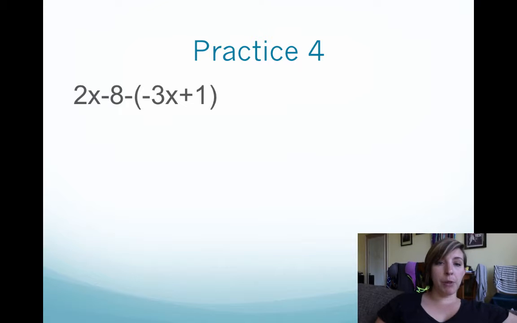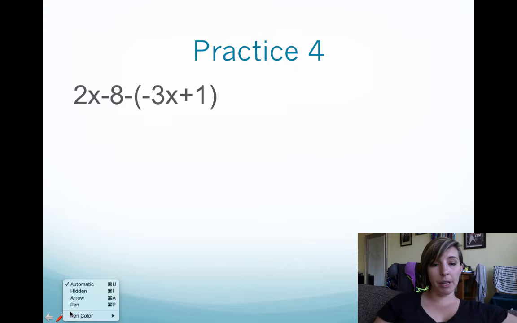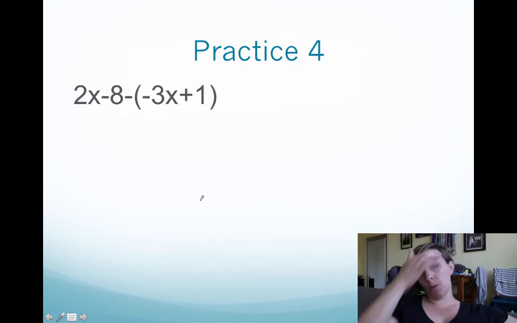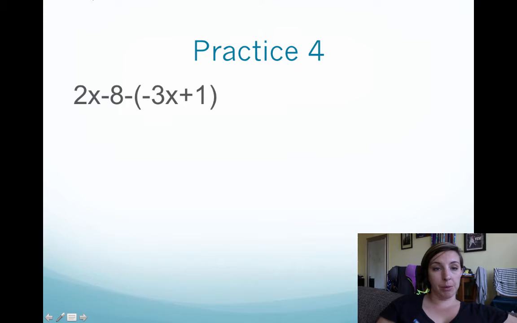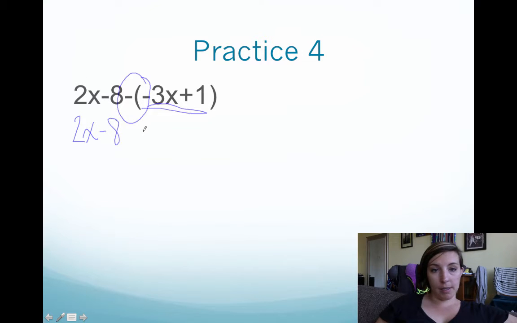All right, let's do practice 4 together. I am not going to line this one up vertically because you don't have to do that if you don't want to. So I'm going to do it all horizontally just so you guys get practice doing both. So let's rewrite it. Notice I have the minus and a parenthesis, so I do the opposite of everything in the parentheses. So I have 2x minus 8 because that's not in the parentheses. The opposite of negative 3x is positive 3x. The opposite of plus 1 is minus 1.